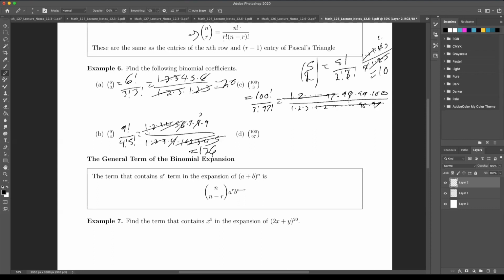So all these will cancel all those. And so I'll have 2 times 3, so 6, divided by 98 times 99 times 100. Just going to punch it through a calculator. We'll get 160.